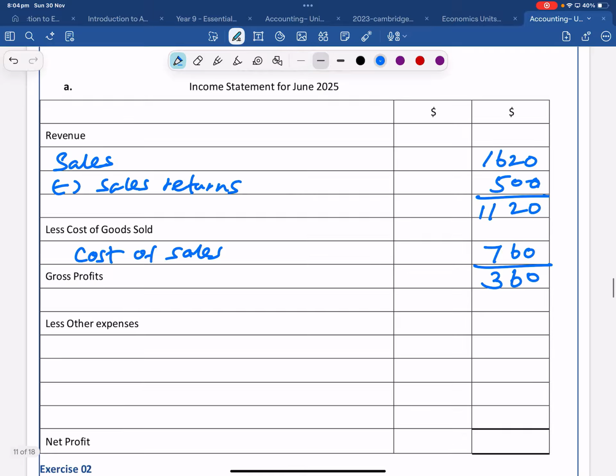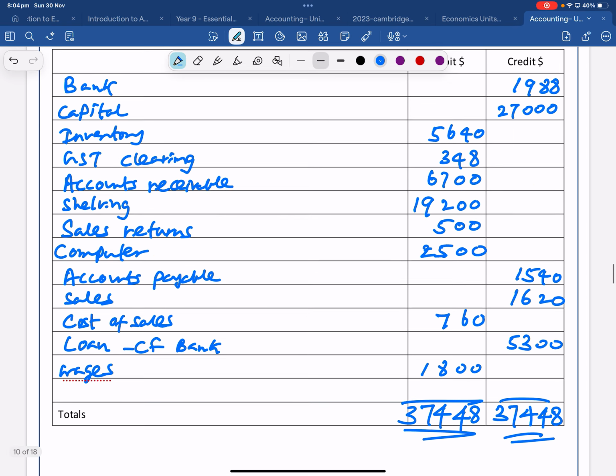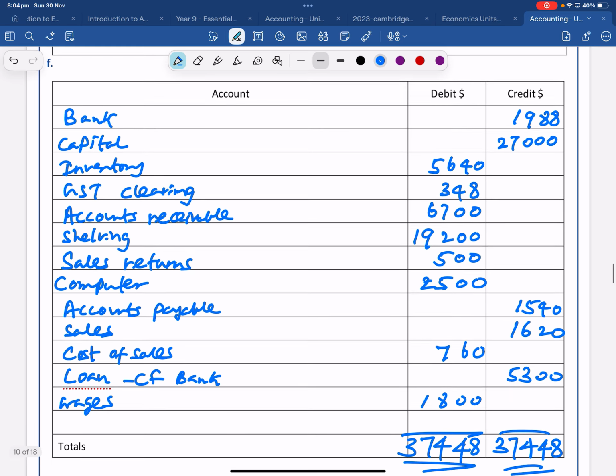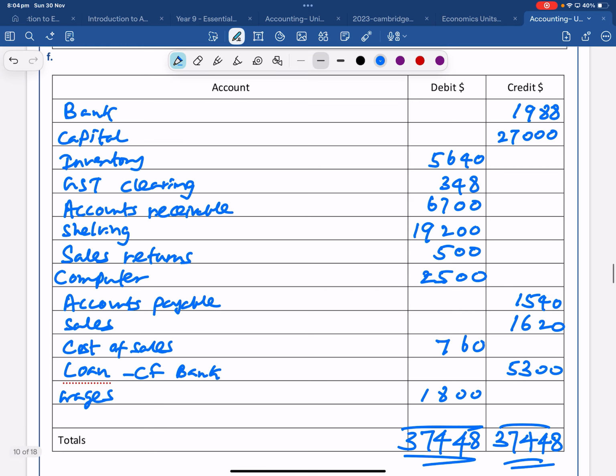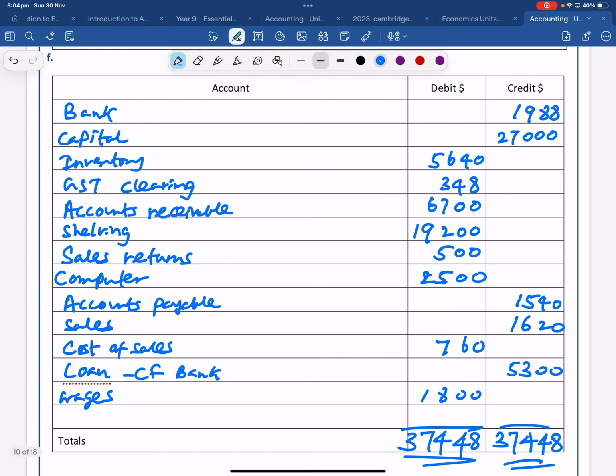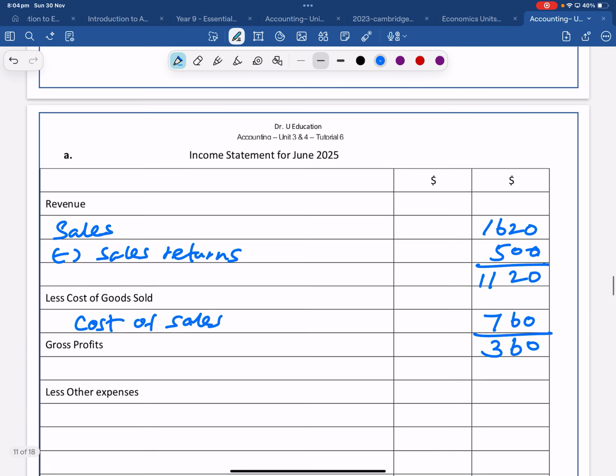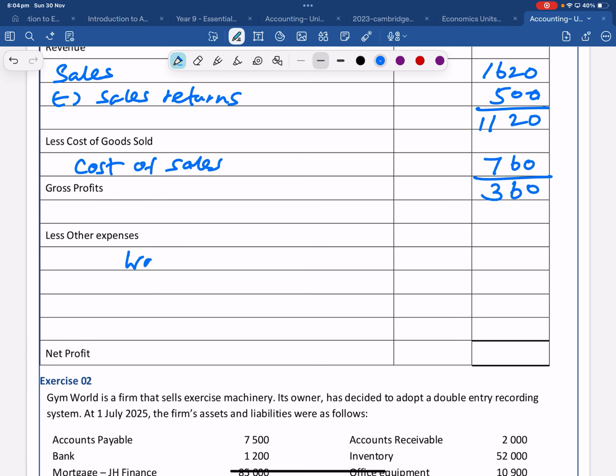Then we don't have any inventory related expenses. Other expenses we have wages, and is that all? Yeah, only wages. Wages is 1800. So then it's a net loss of 1440.